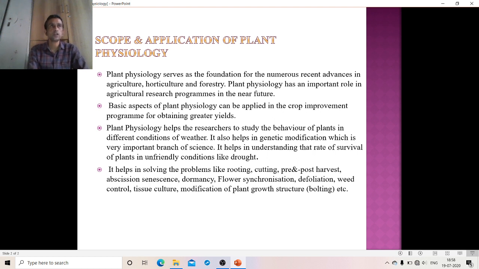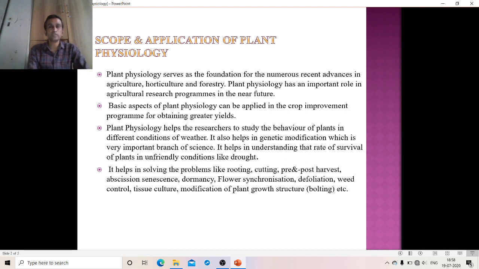Then horticulture. In our field we plant different vegetables, flowering plants, vegetable plants. We know the physiology of that fruit plant, vegetable plant. Then we plant this plant in our field. This is one of the scopes of plant physiology in horticulture, and the same in forestry.